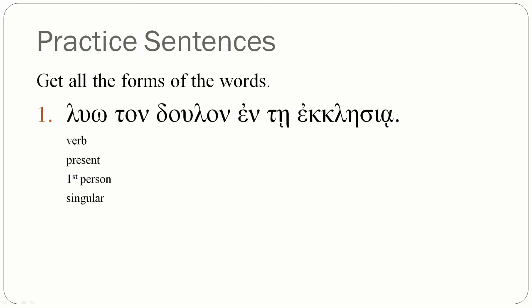Okay, so the first word there, luo, this is the verb. Okay, it's a present tense verb. There's no sigma on the end of the stem there. From chapter 3, you'll know how to tell the difference between a present and a future. The ending there, the omega on the end, is a first person singular. Okay, so this is present tense, it is first person, and it is singular.